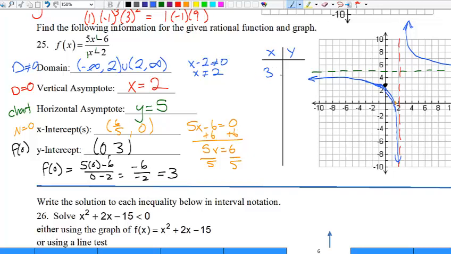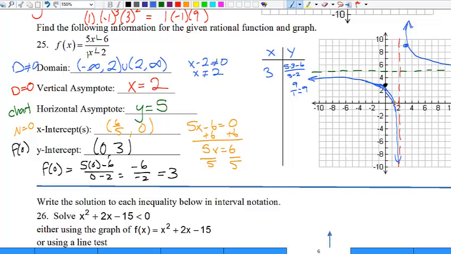Now, if you don't believe me, you're welcome to plug in 3. We can do 5 times 3 minus 6 over 3 minus 2. That gets me 9. 15 minus 6 is 9. 9 over 1, which is 9. So at 3 comma 9, which, oh my goodness, I did actually a pretty good job. That's the point, and so you could graph it that way.